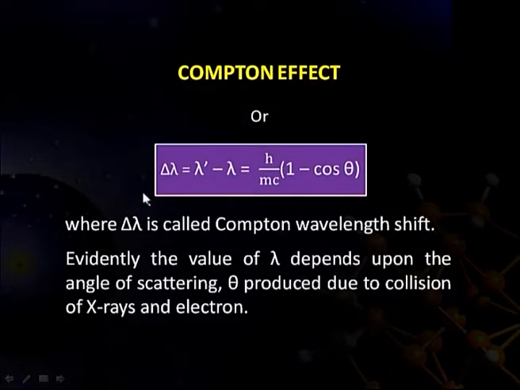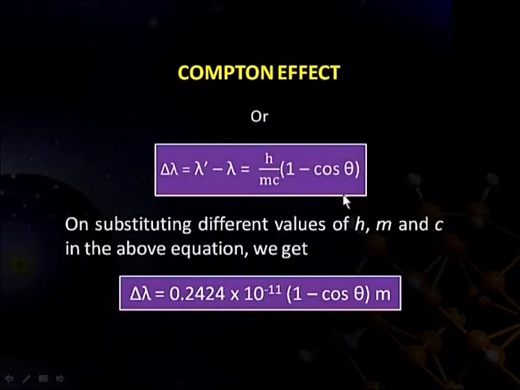Or we can write this: delta lambda is equal to lambda dash minus lambda is equal to h upon mc into 1 minus cos theta, where delta lambda is called the Compton wavelength shift. Evidently, the value of delta lambda depends upon the angle of scattering theta produced due to collision of X-rays and electron. On substituting different values of h, m and c in the above equation, we can get delta lambda is equal to 0.2424 into 10 raised to the power minus 11 into 1 minus cos theta m.